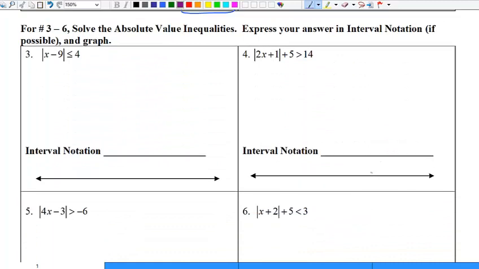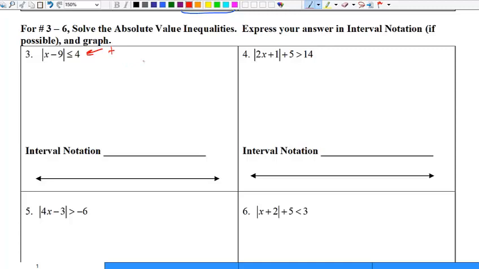The next section says to solve the absolute value inequalities. Express your answer in interval notation if possible, and then graph. I actually like to graph first and then put it in interval notation. Step 1. Are these bars all by themselves? Yep, they are. There's nothing being added or subtracted or multiplied in front, so they're good. Step 2. Is 4 positive? Yep, 4 is positive.